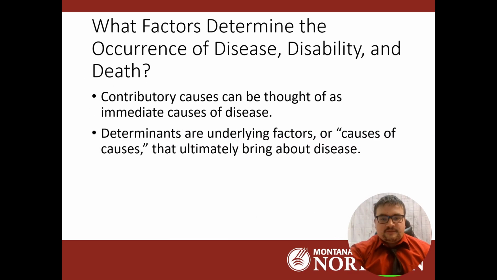All right, so what factors determine the occurrence of death, disease, and disability? To understand the forces that influence or determine disease and the outcomes of disease, such as disability or morbidity, and death or mortality, we need to establish the contributing causes. So some examples could be HIV or smoking, which have been established as contributory causes of disability and death. So they directly produce disease, disability, and death.